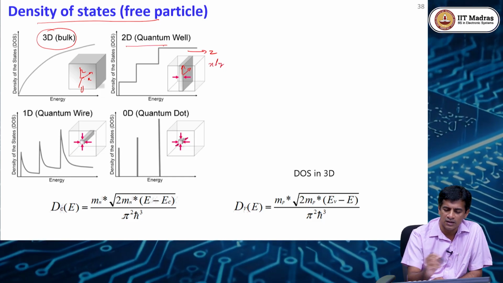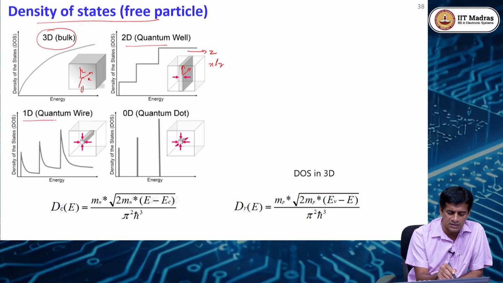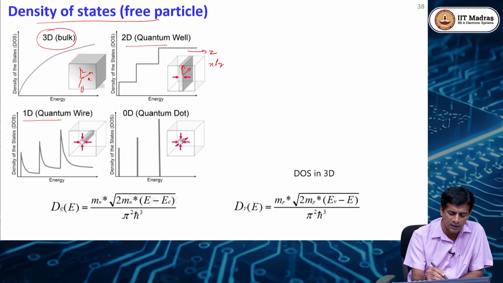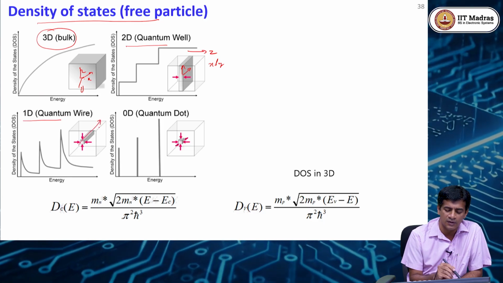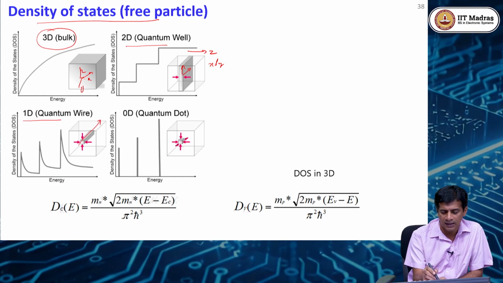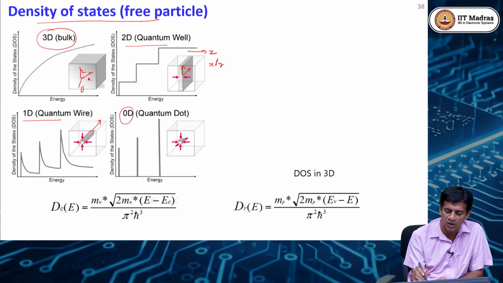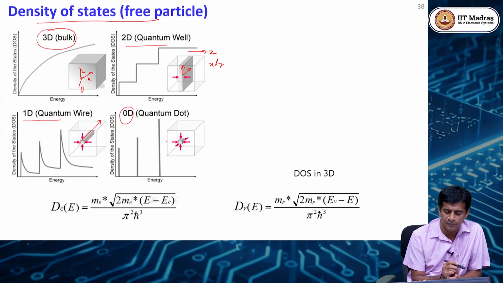The one-dimensional system is a quantum wire. In this quantum wire, the particle is able to move only along the length of the wire, not along the other directions. And then the last is a zero-dimensional system, which is a quantum dot. The particle is confined in all directions.